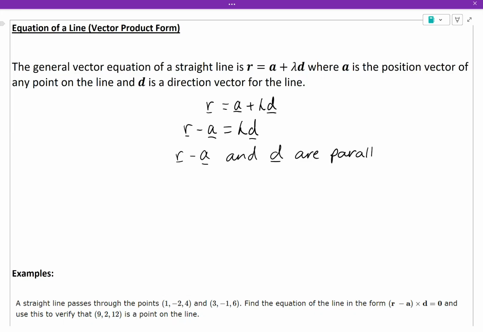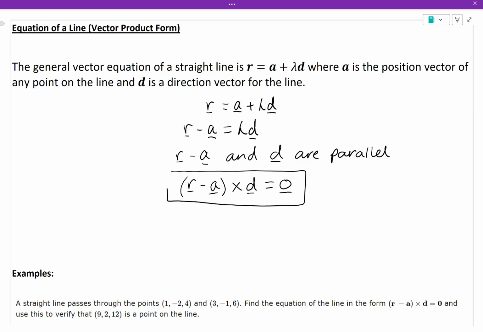Now, a key fact which we learned in the last video is that the cross product of parallel vectors is equal to the zero vector. So therefore I can write that r subtract a cross product with d is equal to the zero vector, and this is our vector product form of the equation of a line. Now you could expand the brackets, but I don't think that's particularly helpful. So this is the format you need to be familiar with, where once again, as a reminder, r is the position vector of any point on the line, a is a known position vector on the line, and d is the direction vector of your line.